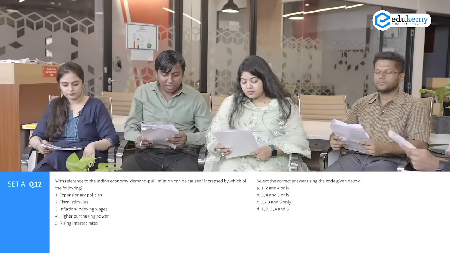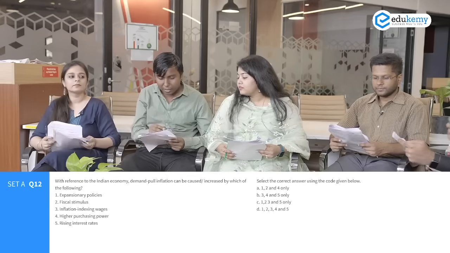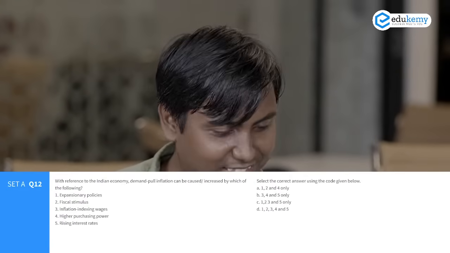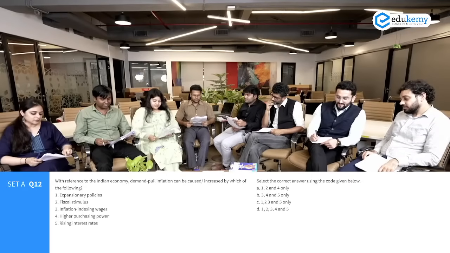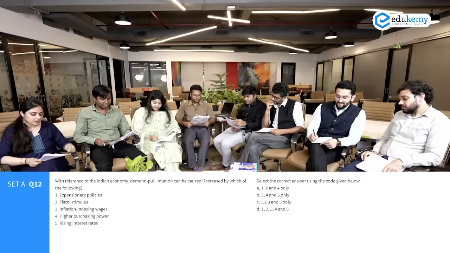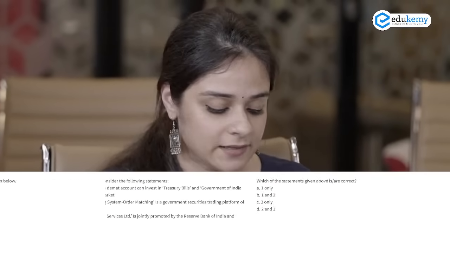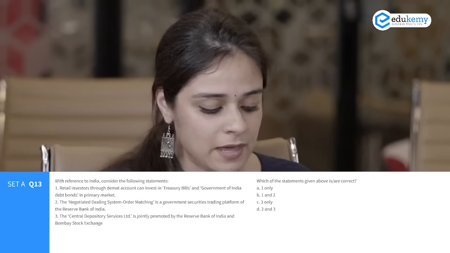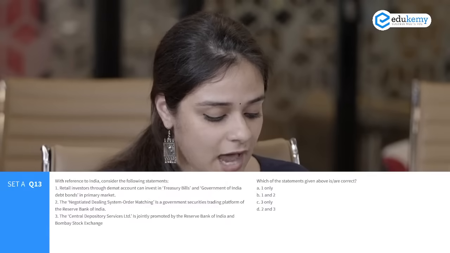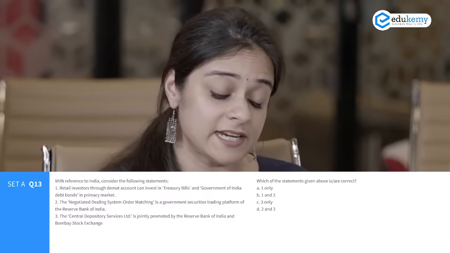With reference to India, consider the following statements. Again, this is related to current affairs. Just this year or a year back, retail investors through demat accounts. Demat account I transfer to Nanki. This is something coming from current affairs, that the government of India is selling its debt bonds to retail investors. Now retail investors can participate in the government of India debt bond scheme, and that is right.